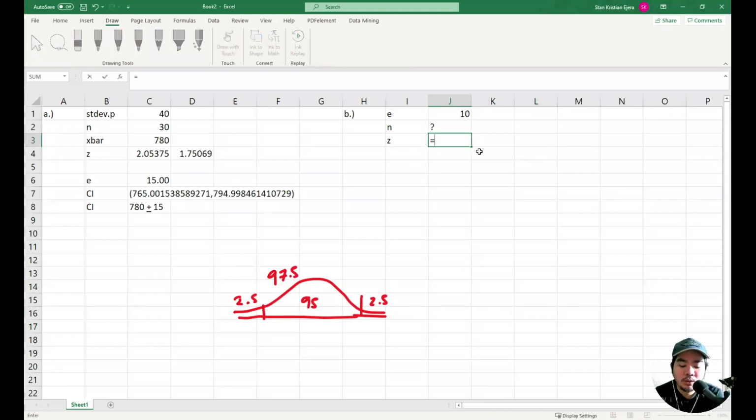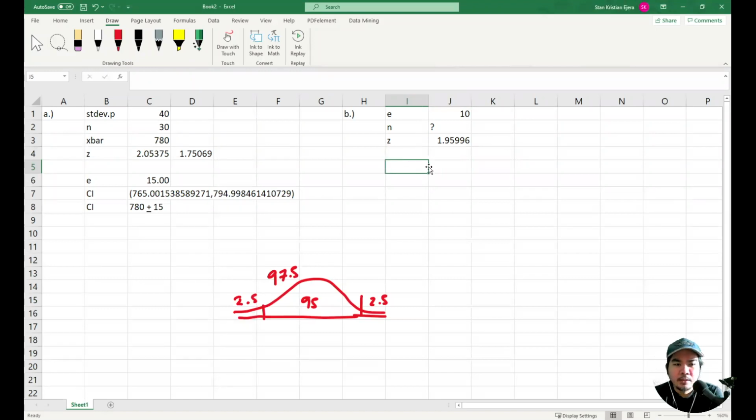Okay? So if we do equals norm.s.inv. So the S here, class, represents the standard normal distribution. Kapag nilagay nyo ng S, you are saying na yung mean mo is at the zero Z-score, tapos yung standard deviation is equal to 1. Parang you are normalizing kumbaga yung ano mo. Okay? So that's equal to 0.975. Norm.s.inv 0.975. So you get 1.95996.